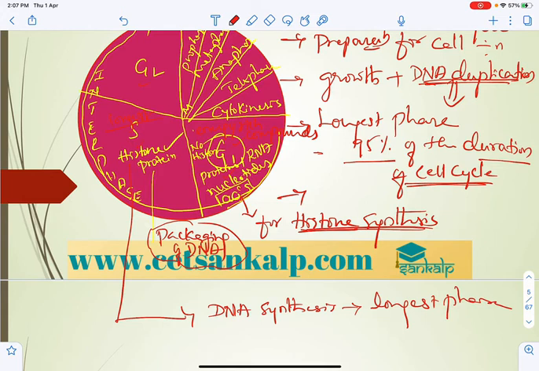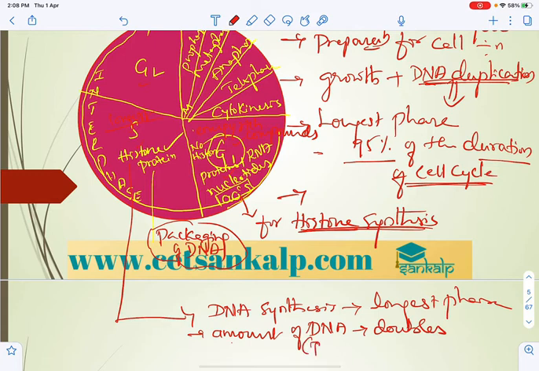So the amount of DNA increases, or doubles. Amount of DNA doubles. Keep in mind that in each and every cell, the amount of DNA per cell doubles.